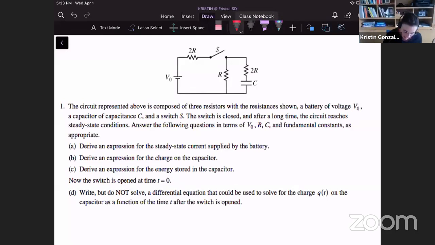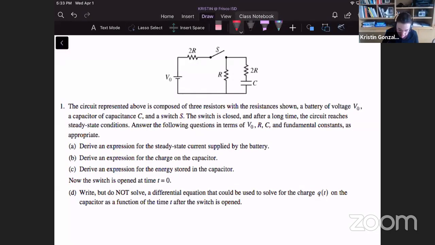And it's this: we have a circuit represented above composed of 3 resistors. Two of them have a resistance of 2R, and one has a resistance of R. The voltage of the battery is V naught, and we have a capacitance C on our capacitor. Also, there is a switch.